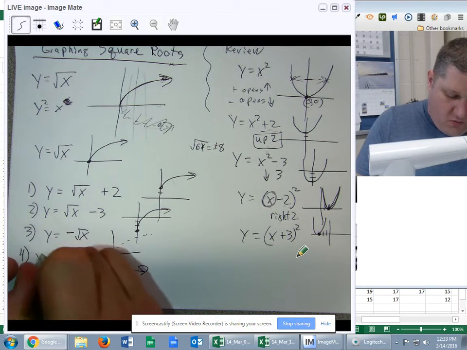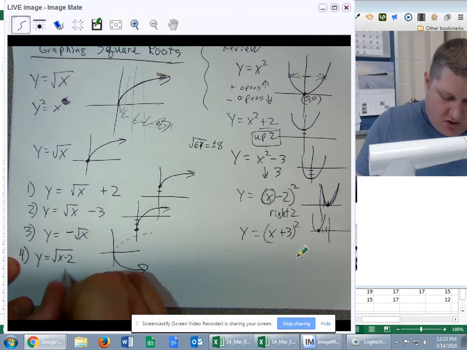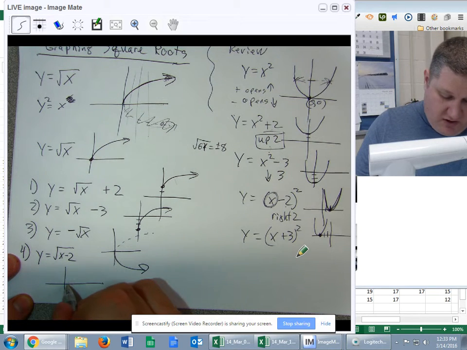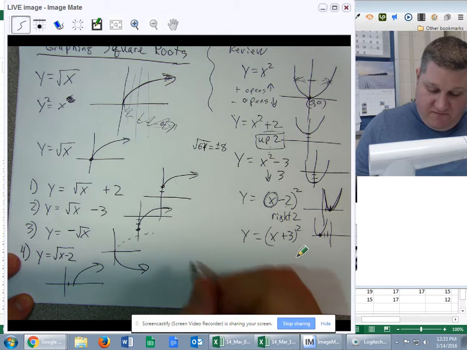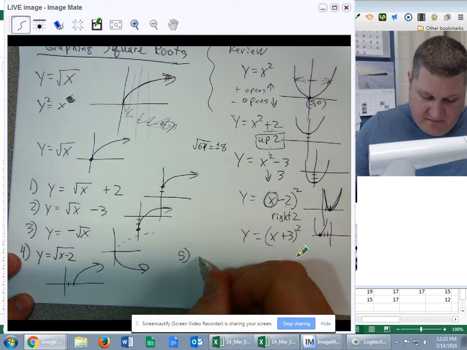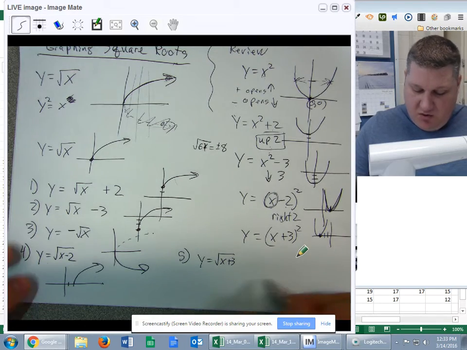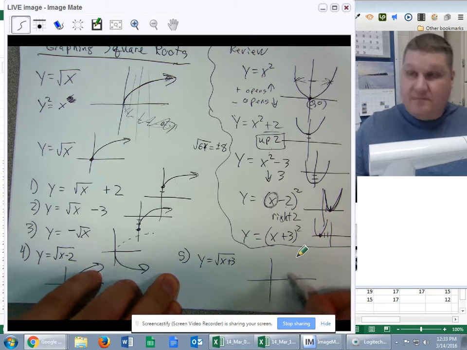Number 4, y equals the square root of x minus 2. Bradshaw, what does it do? Right 2. 1, 2. Then it starts. Finally, for number 5, y equals the square root of x plus 3. What does it do, folks?